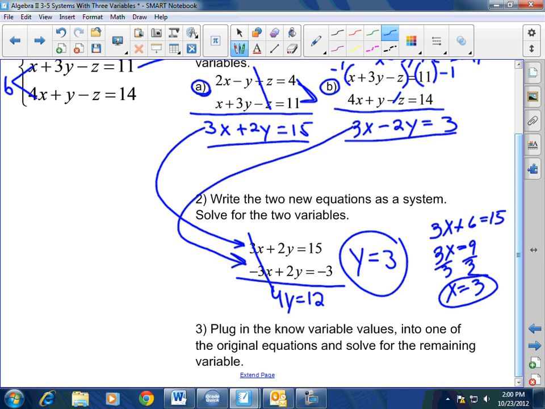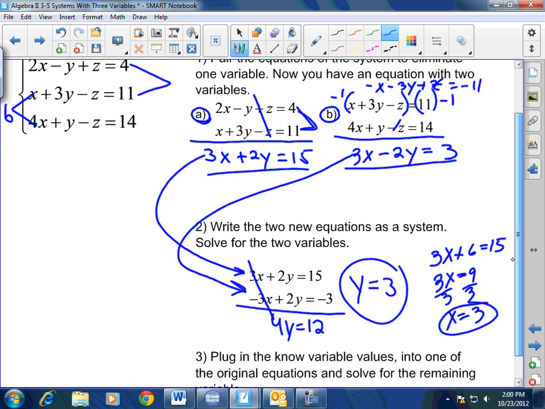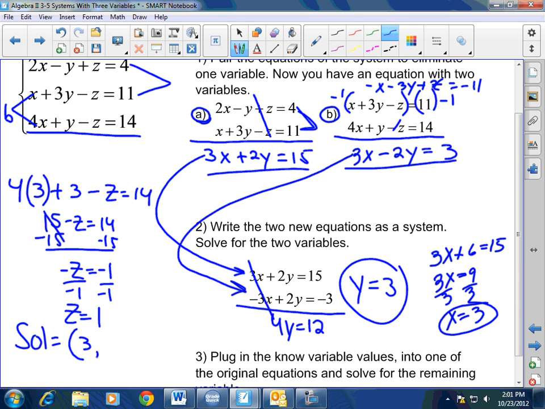Now that I have x and y, I can go back to any of the original equations, plug in my x and y, and find z. So for this particular case, I'm just going to choose this bottom one. 4 times x, which is 3, plus y, which is 3, minus z equals 14. This is 12 plus 3 is 15, minus z equals 14. Subtract 15 from both sides. Negative z equals -1, divided by -1. z equals 1. My solution is x, which is 3, comma y, which is 3, comma z, which is 1.